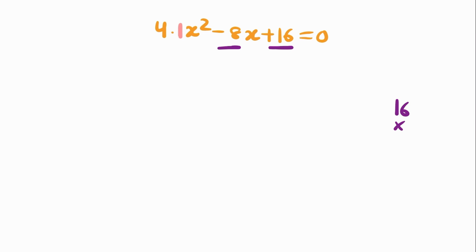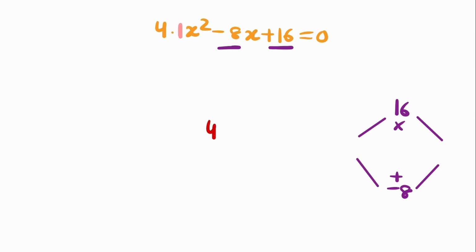What is the b value here? It is minus 8, not plus 8, minus 8. What about 8 times 2? Because 8 times 2 is equal to 16. But is 8 plus 2 equal to minus 8? No, 8 plus 2 is equal to 10. So we cannot use 8 and 2.